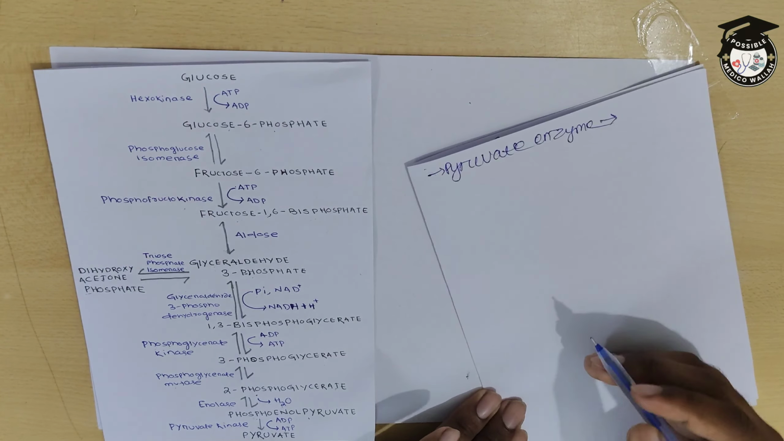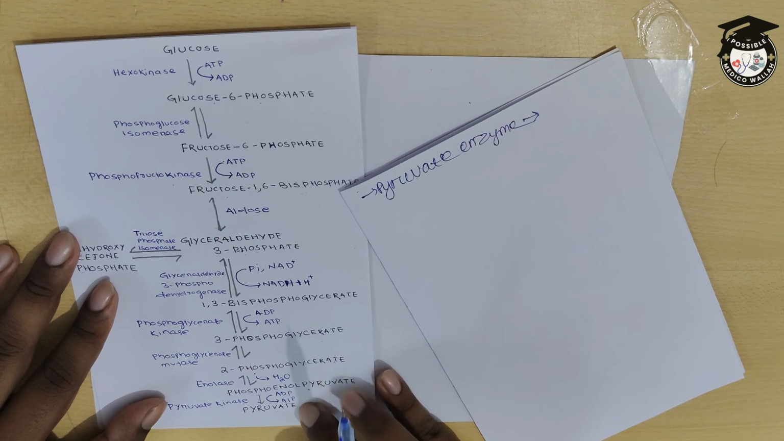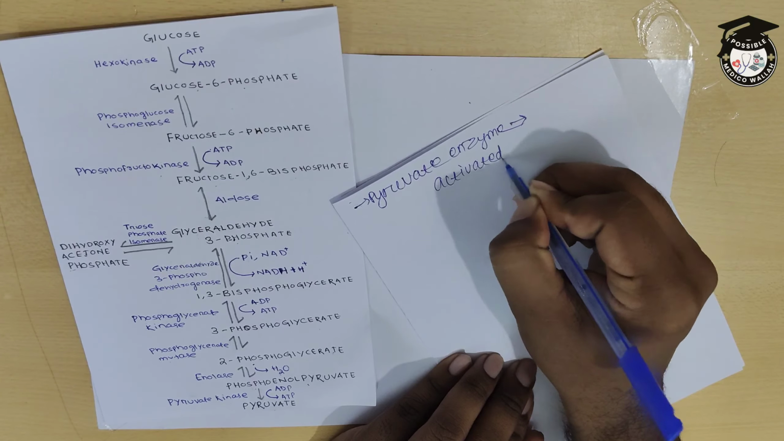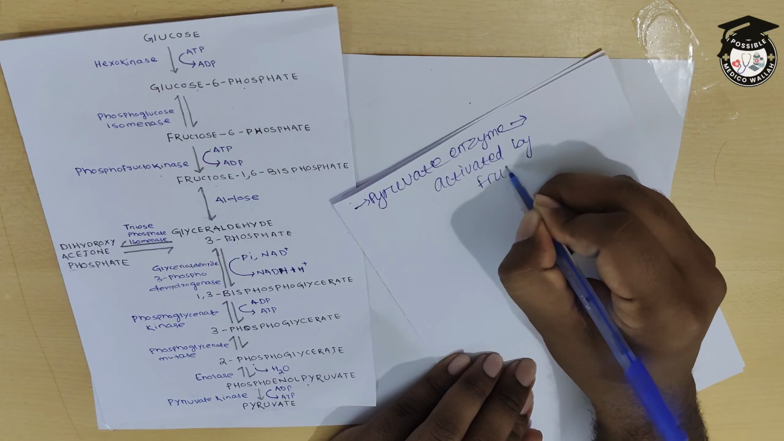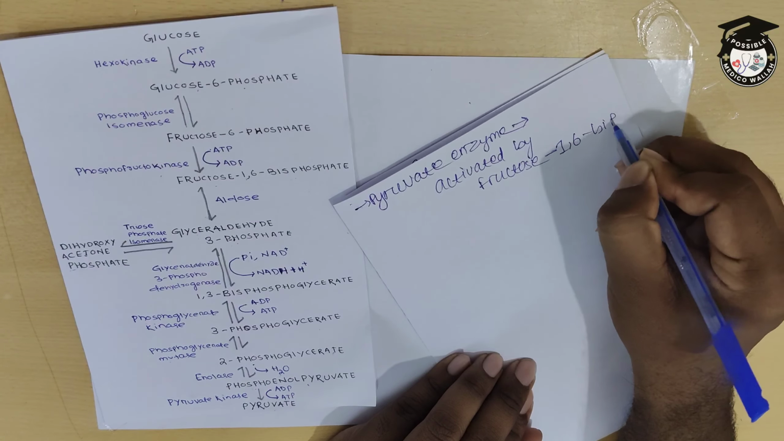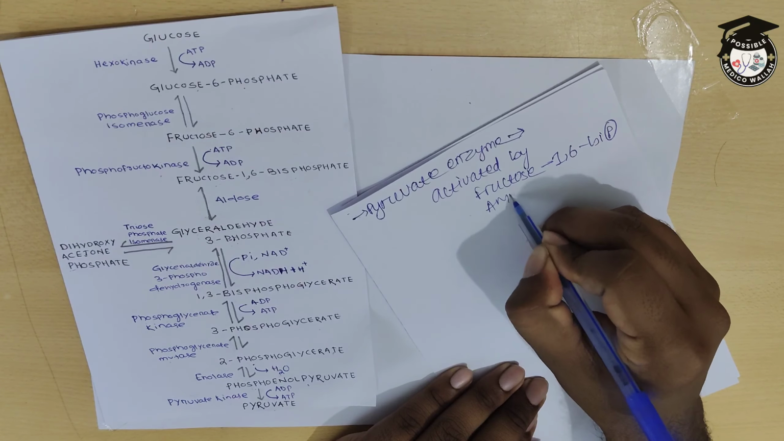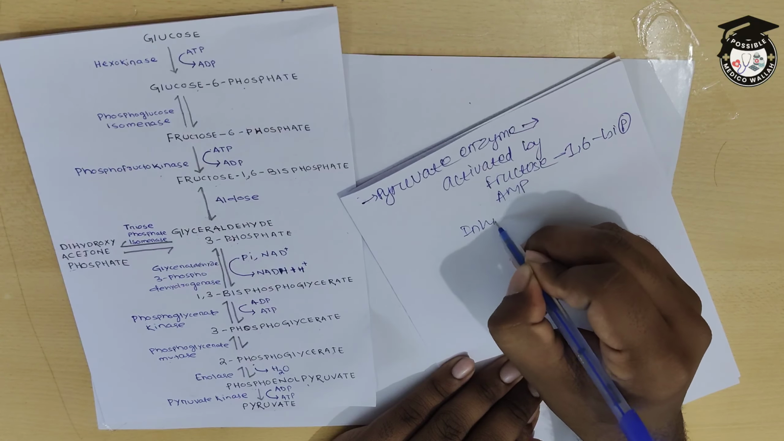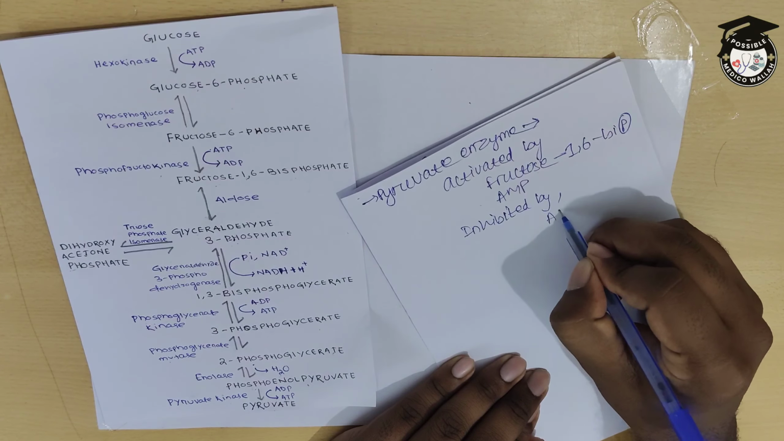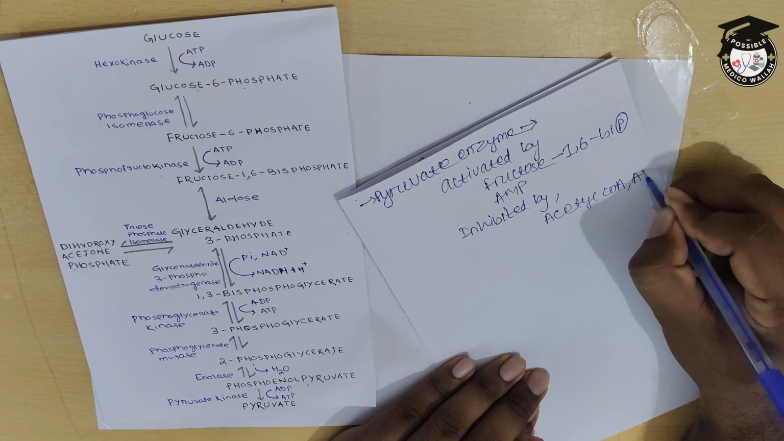Pyruvate kinase, the enzyme for the 10th step, which is important for the formation of pyruvate, is activated by fructose 1,6-bisphosphate and AMP and inhibited by acetyl coenzyme A and ATP.